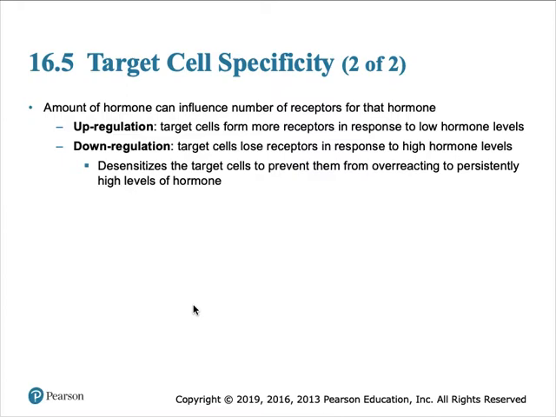Conversely, if the cell is already responding to a hormone, it's very possible that it may downregulate the receptors because it already has a major response and it doesn't want too strong of a response. So basically the result is it desensitizes the target cell to prevent it from overreacting to a persistently high level of hormone. This is what happens in insulin resistance in diabetic patients, where the body may no longer respond as much to insulin because there's so much insulin already in the bloodstream and the cells can only take in so much sugar.